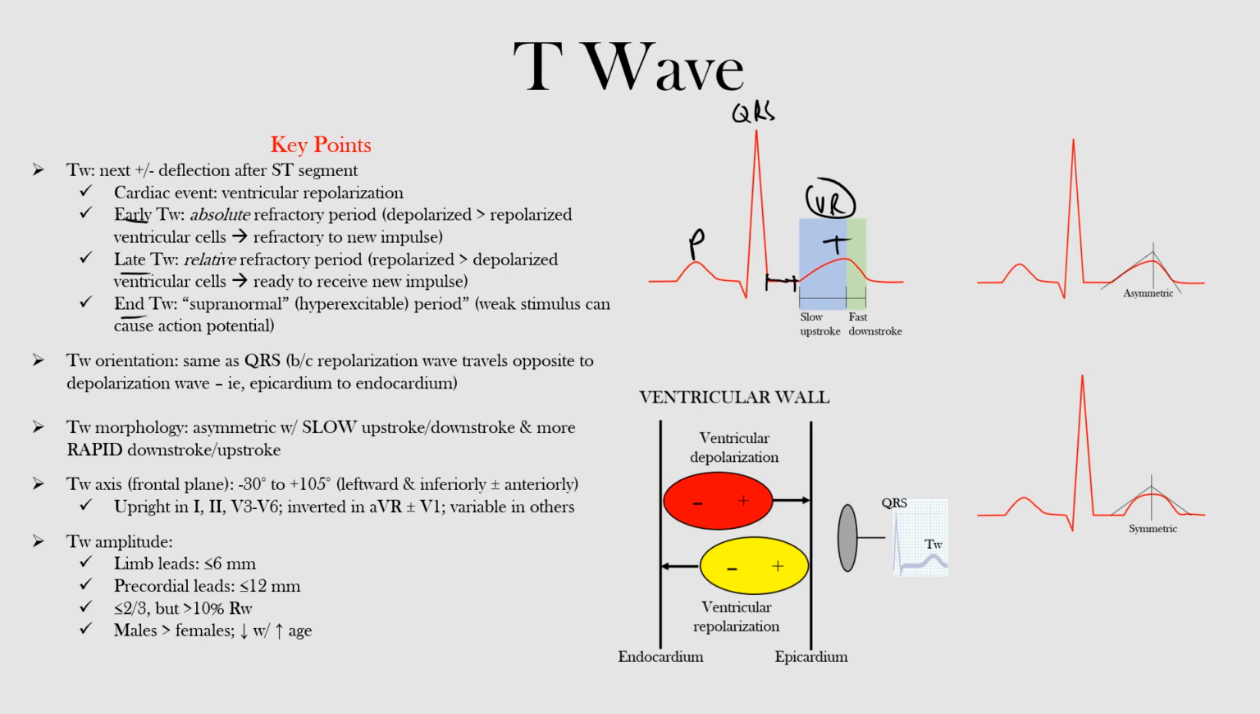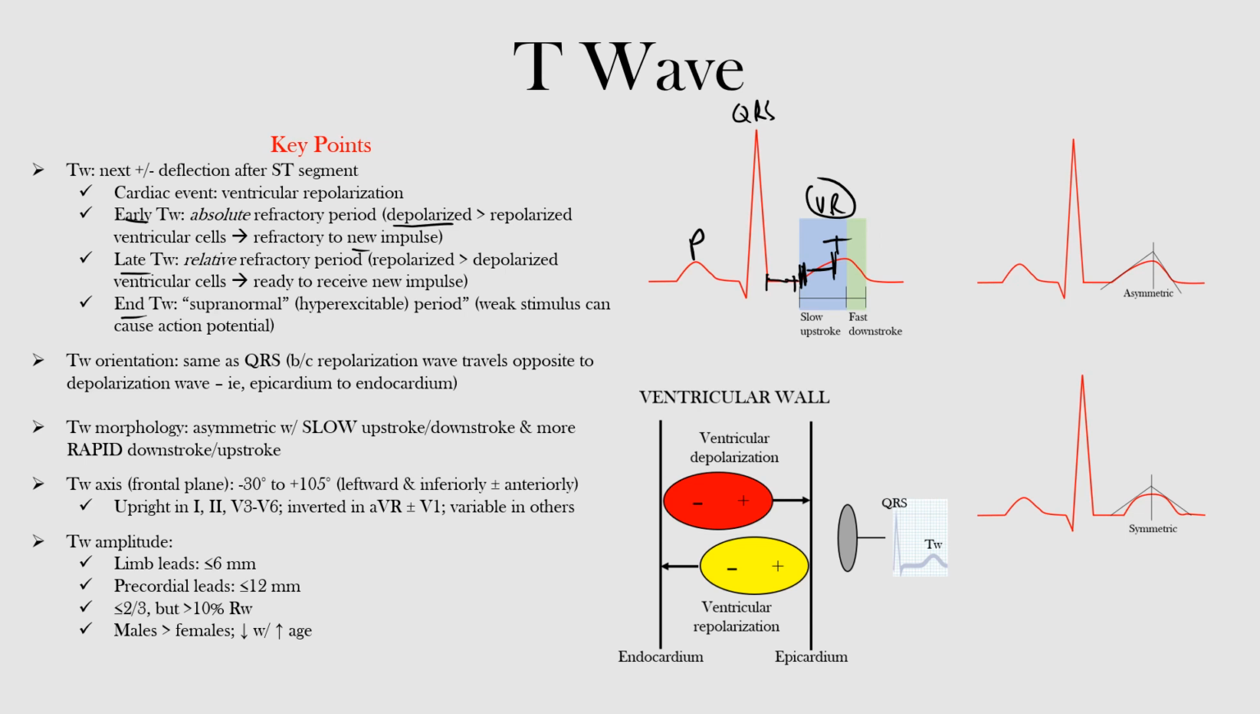So if you look here, the early portion would be from the beginning of our T wave to about this portion, okay? So that's the part where this is absolutely refractory, meaning that we have more depolarized ventricular cells compared to the repolarized, and because of that, it was not able to take any new impulse that comes down through the conduction system, okay? Then there's the late T wave, and this represents the relative refractory period.